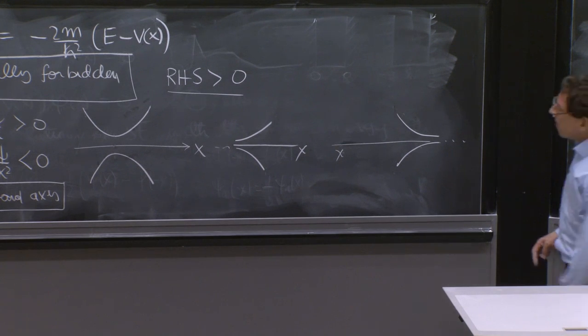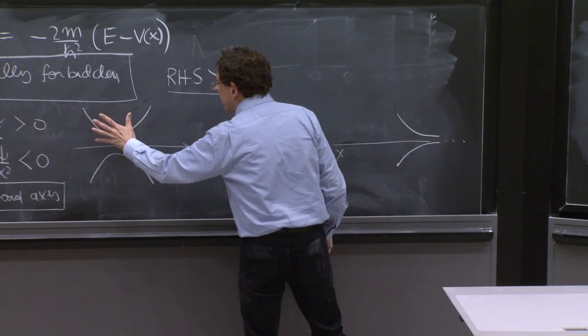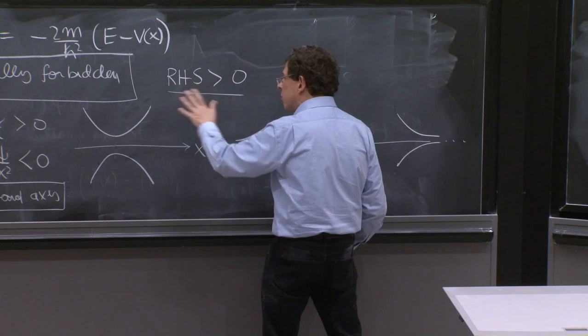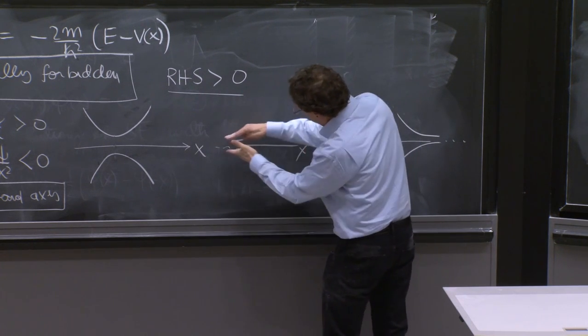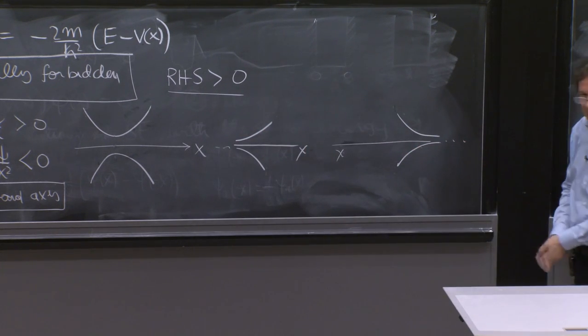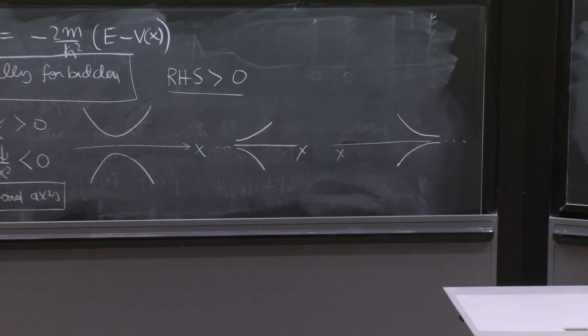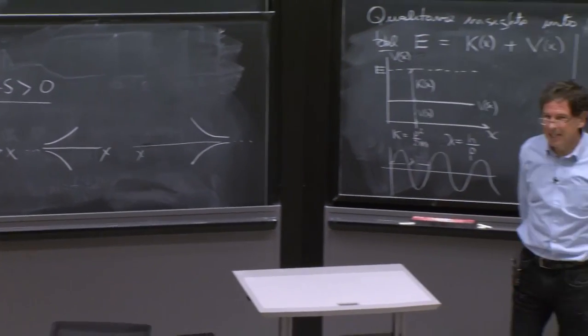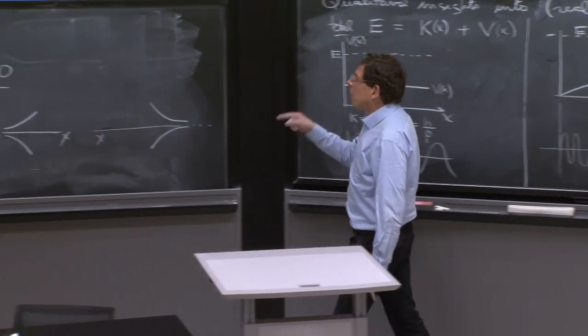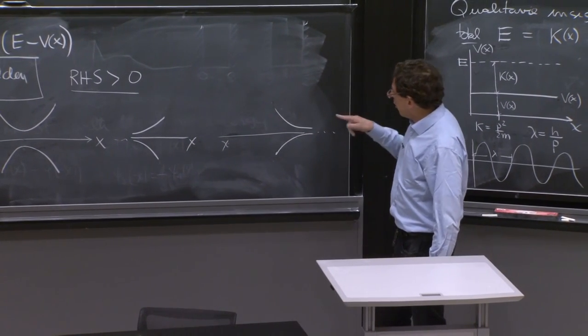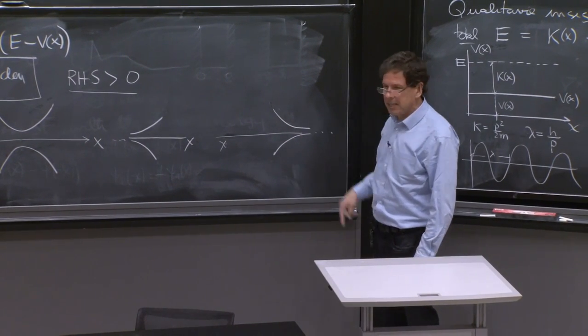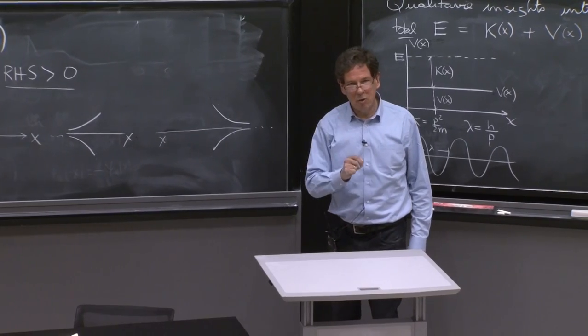So you may find this at the middle of the potential, but then eventually something has to take over, or you may find this behavior or this behavior at plus minus infinity. But in any case, you are in a classically forbidden region, you're convex towards the axis. That's the thing you should remember.